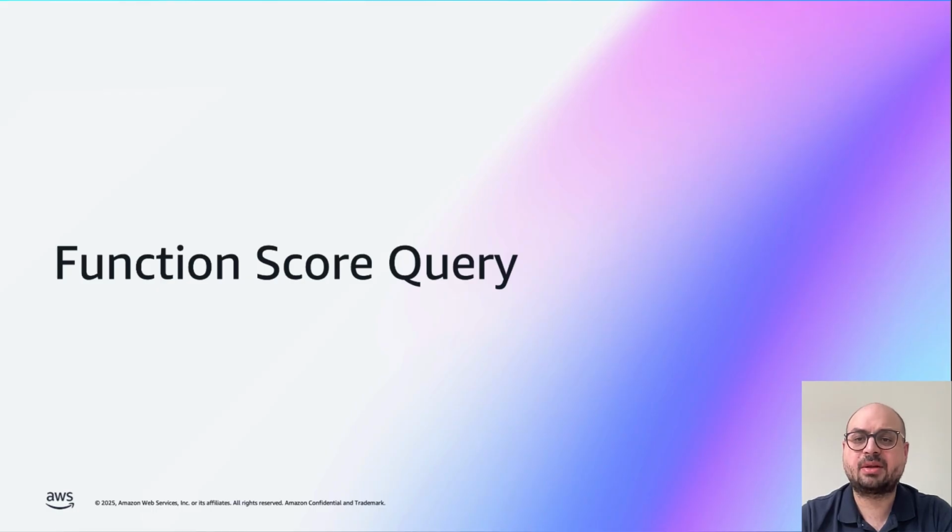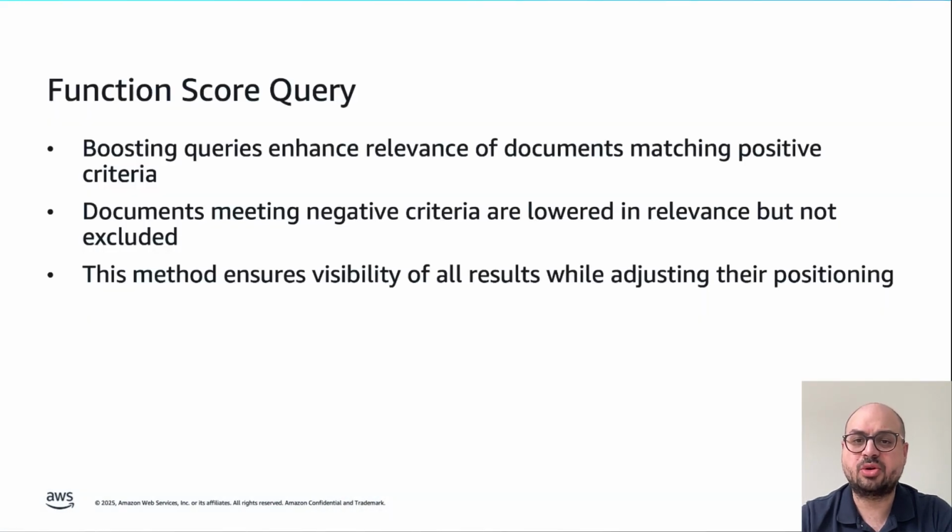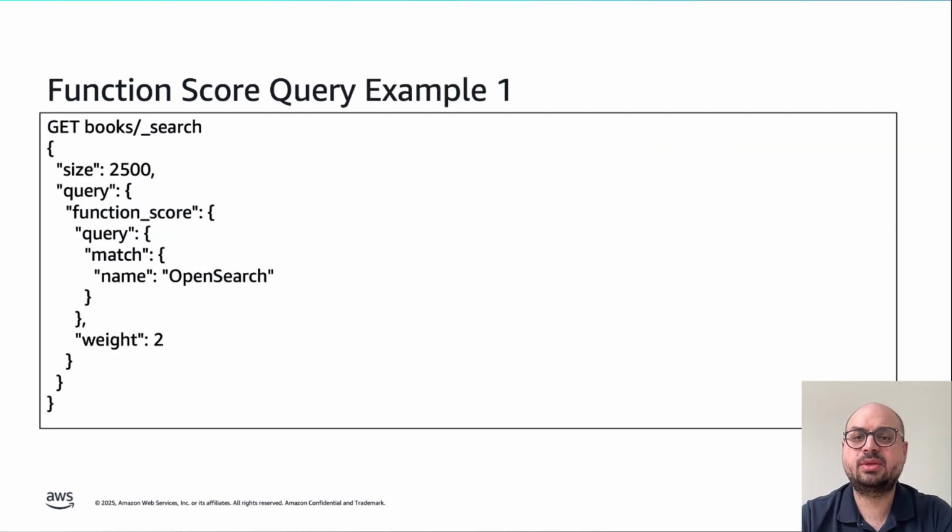Next, I want to talk about function score queries in OpenSearch. The function score query in OpenSearch allows you to modify the relevance scores of documents based on custom functions, enabling more granular control over ranking. This is useful for incorporating additional factors like recency, popularity, and other field values into the scoring process. Let's look into this first example.